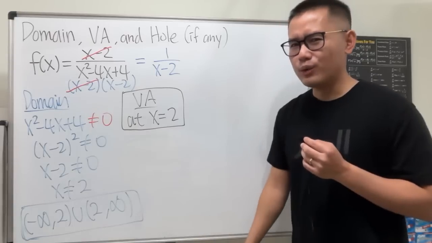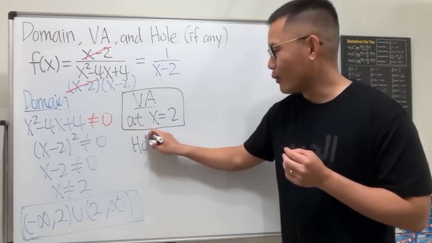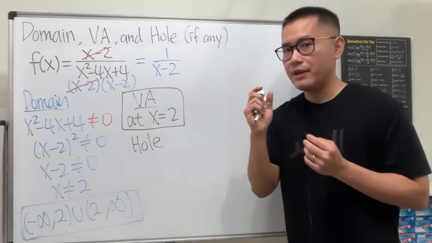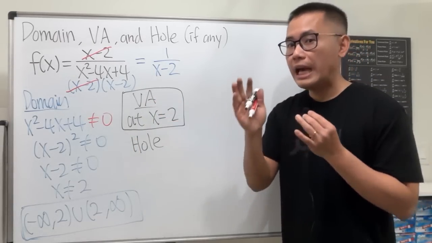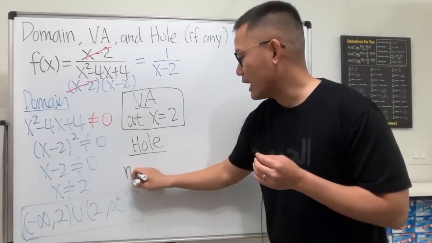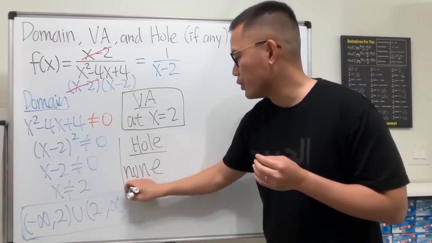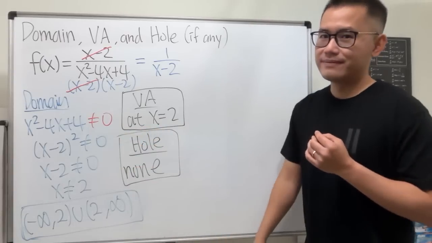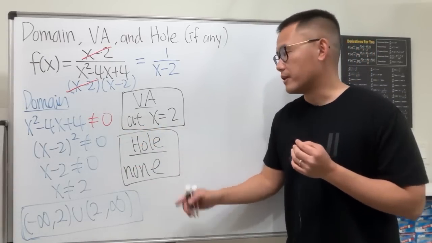Do we have any holes though? Well, no. It's not possible to have a hole and the vertical asymptote at the same x value. So in this case, in fact, we don't have any. So I'll just put none. We don't have any holes. So this is what I was saying earlier.